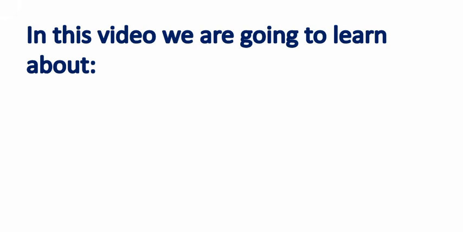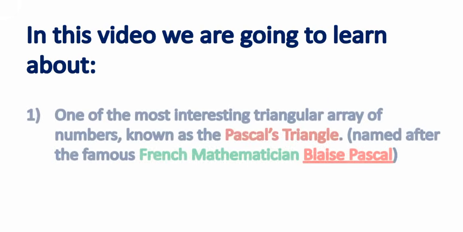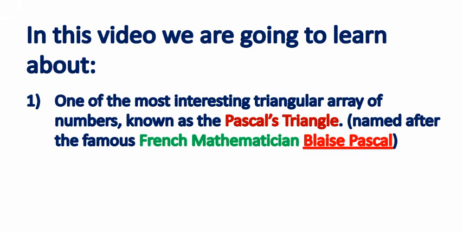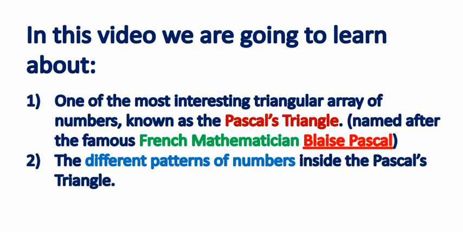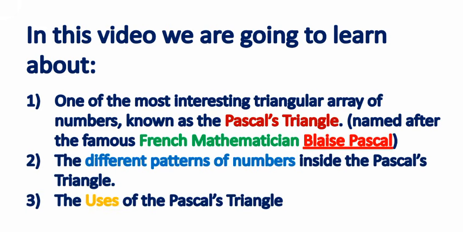In this video, we are going to learn about number 1, one of the most interesting triangular arrays of numbers known as the Pascal's triangle, which is named after the famous French mathematician Blaise Pascal. Number 2, the different patterns of numbers inside the Pascal's triangle. And number 3, the uses of the Pascal's triangle.